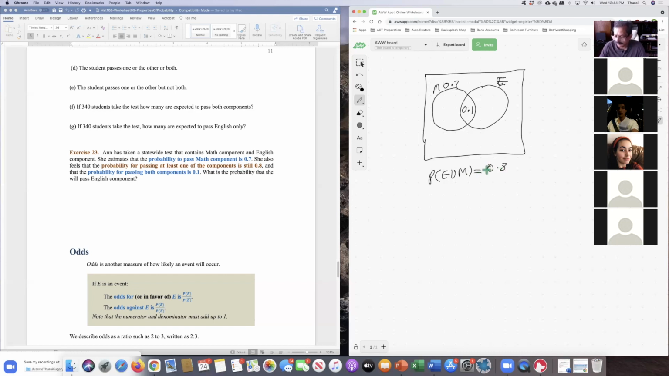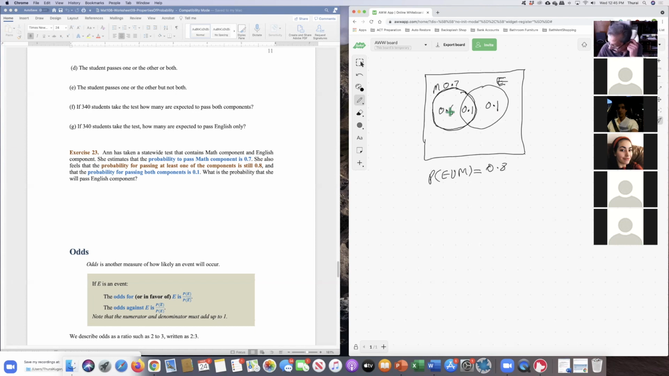From that, we can find the right side of E, because E union M is 0.8, and this part M is 0.7. So if I subtract 0.7 from the union, that'll give me the right side of E. So that's 0.1. The intersection is already given. So now we can figure out the left side of M as 0.7 minus 0.1, which is 0.6.